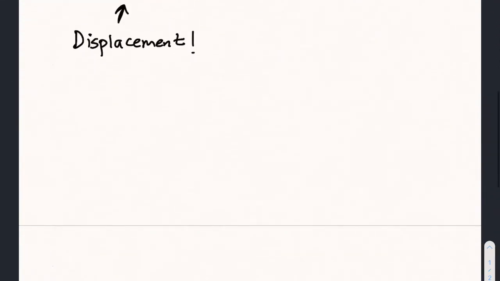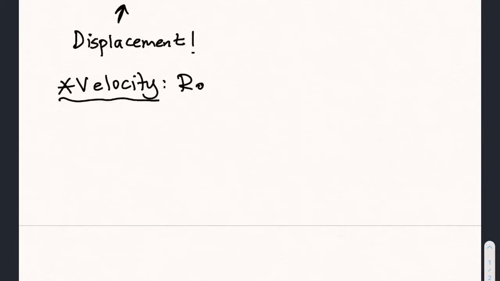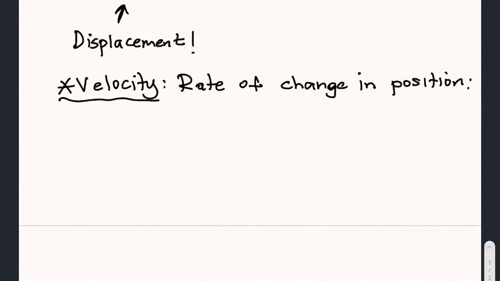Let's talk about velocity. So as we already indicated, velocity is the rate of change in position, and in this sense I can write v as delta s over delta t based on this definition. Okay, but this definition of velocity is in the average sense. Okay, so this is in the average sense.